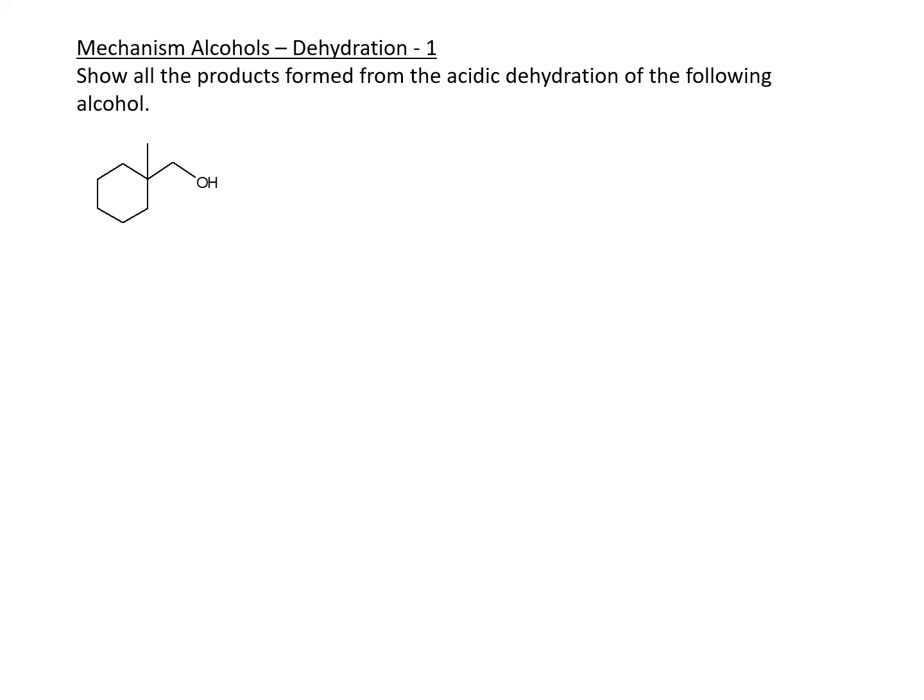Show the products formed from the acidic dehydration of the following alcohol. So here we have a nice alcohol, a cyclic one, and acidic dehydration means that I'm supposed to be using H3O+. The only choice I have is to use water and the hydronium ion. You can use H3O+ or you can use H+. Either of those is fine, no problem.